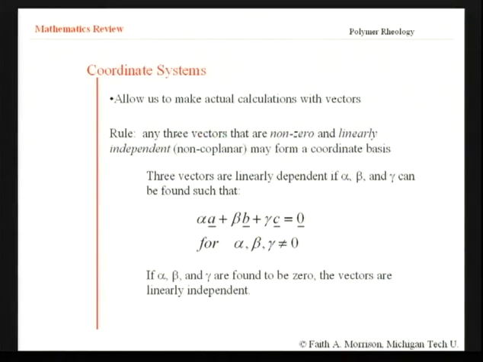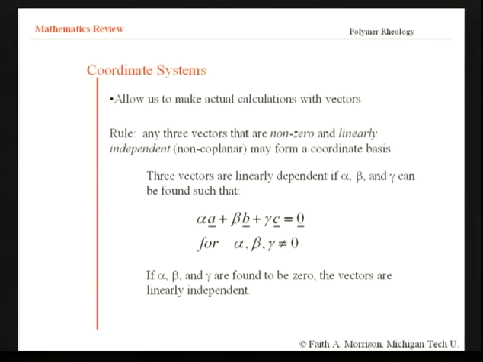One of the things I asked you to do in the first homework was to show that three random vectors I picked out of the air might be linearly independent, and this is how you do it. Three vectors are linearly dependent if there's a linear combination of the three vectors A, B, and C, and you can find some values of alpha, beta, and gamma that make the linear combination go to 0. And that's what's going on with these three pens in a plane.